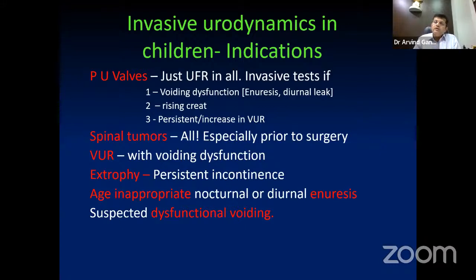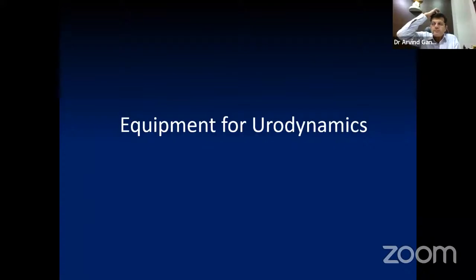Most of the times the diurnal as well as the nocturnal enuresis will go away, it will disappear by the age the patient becomes 5 years, and in most of the patients it will go by 10. That's the reason why I said that age inappropriate nocturnal or diurnal enuresis, when dysfunctional voiding is suspected, is an indication for urodynamics in children.